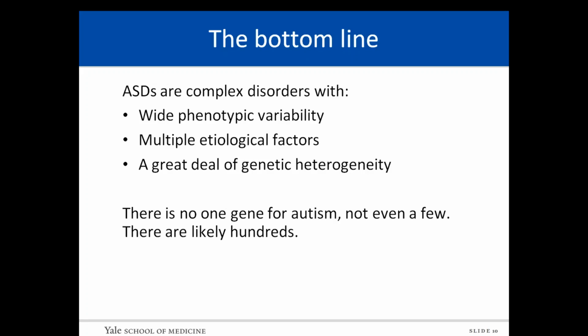There are about 20,000 some genes in the human genome, and about 80% of those are active at some point in the lifetime in the brain. And so there are a lot of genes that can go wrong and perhaps produce a common final pathway phenotype like autism.